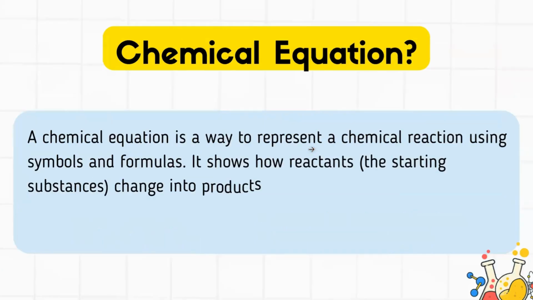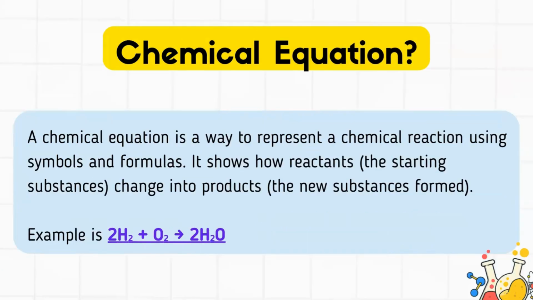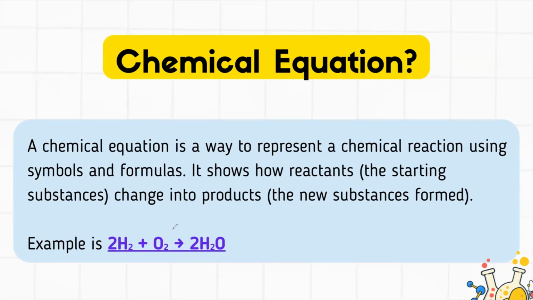Our next topic is chemical equation. What is a chemical equation? A chemical equation is a way to represent a chemical reaction using symbols and formulas and subscript numbers, etc. It shows us how reactants, which are the starting substances, change into products, which are the new substances formed.